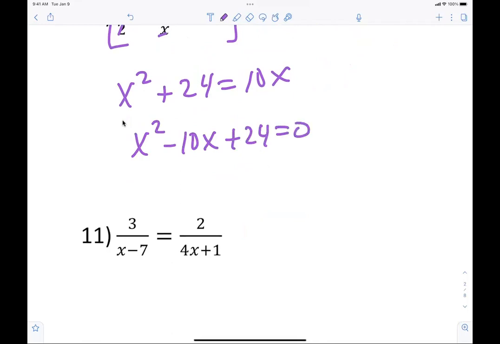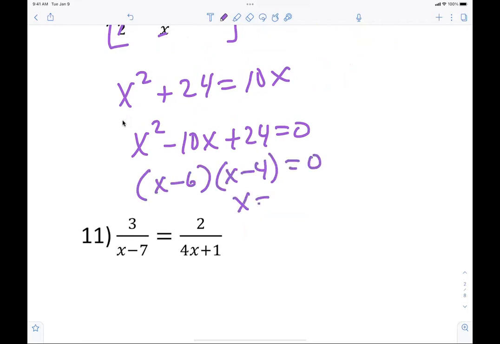And then you're going to factor that now. X minus 6, x minus 4. And so x is equal to 6 or x is equal to 4.